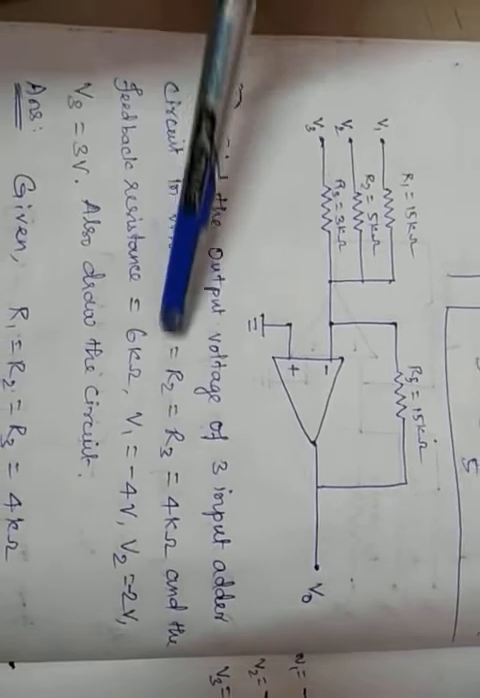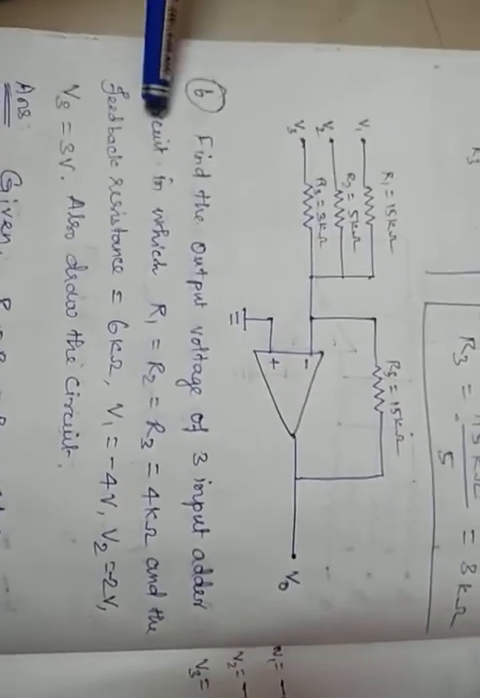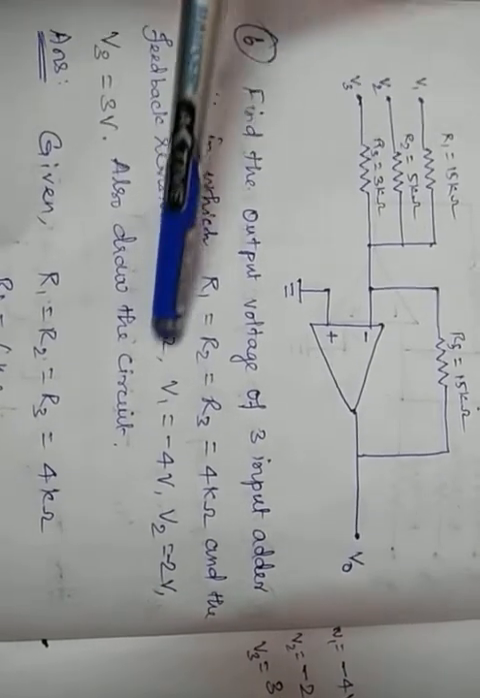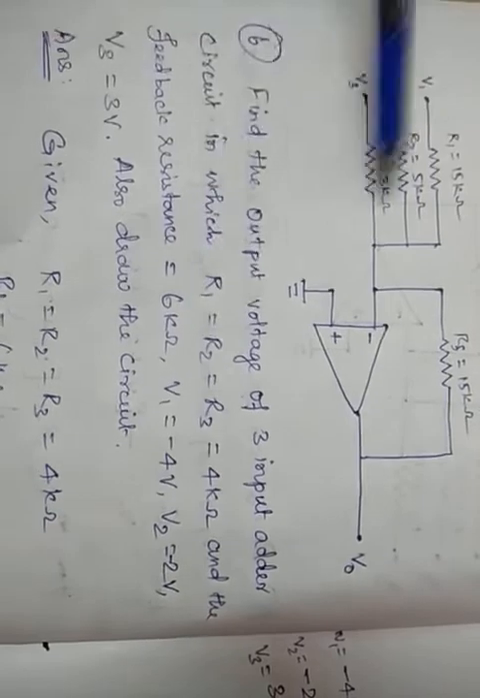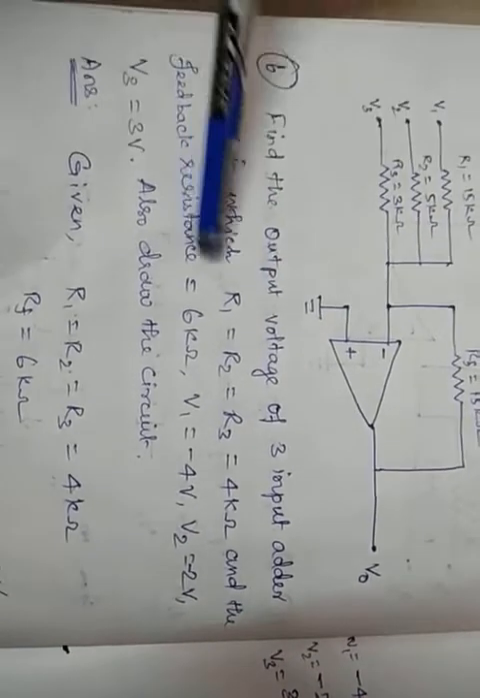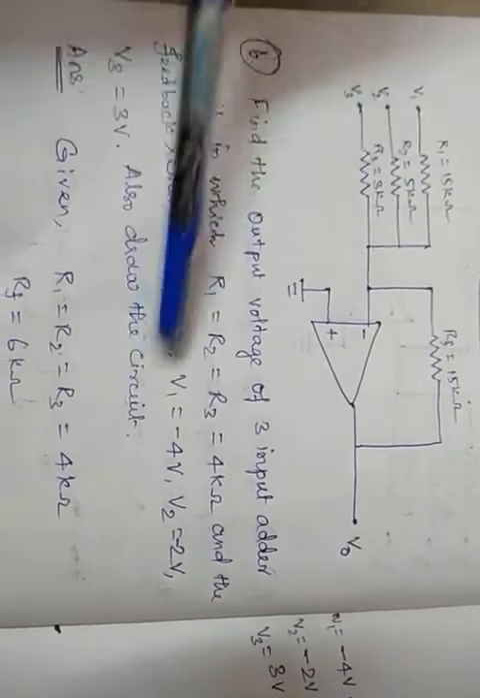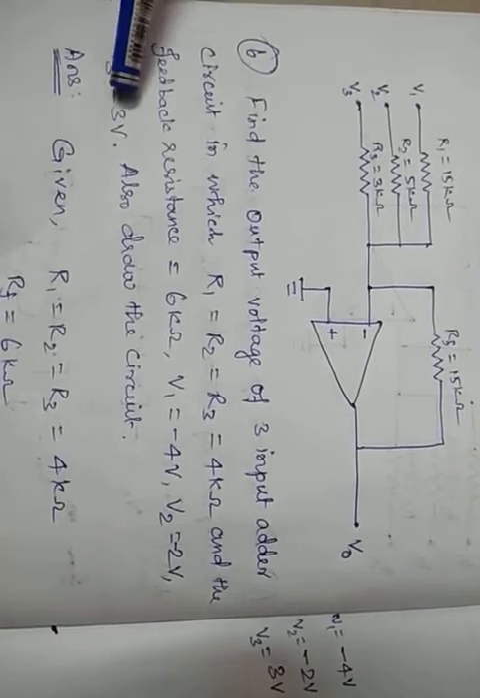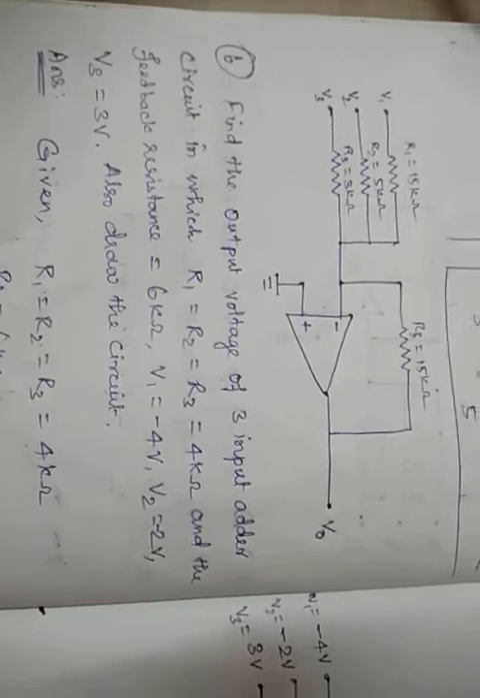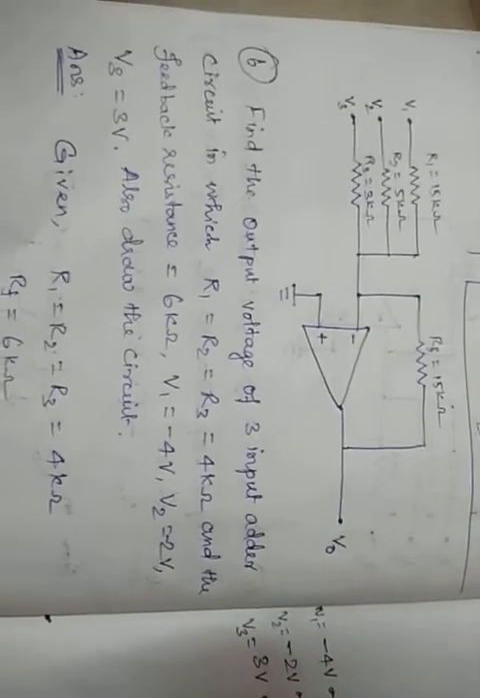Find the output voltage of a 3 input adder circuit. Adder circuit means summing amplifier, right? In which R1, R2, R3 equal to 4 kilo ohms and feedback resistance is 6 kilo ohms. See, feedback resistance RF is given. V1 equal to minus 4 volt, V2 equal to minus 2 volt, V3 equal to 3 volt. Also draw the circuit diagram. See, we have to calculate the output voltage and draw the diagram.